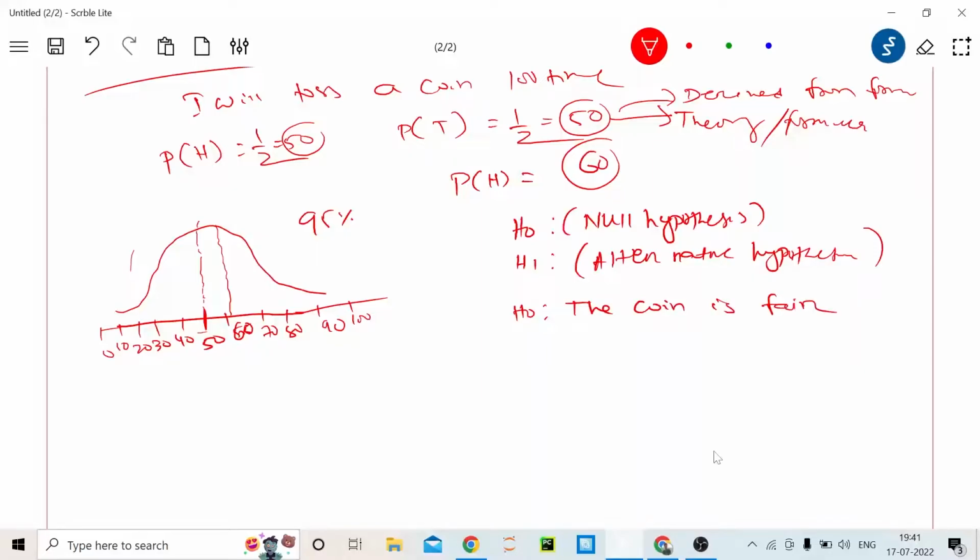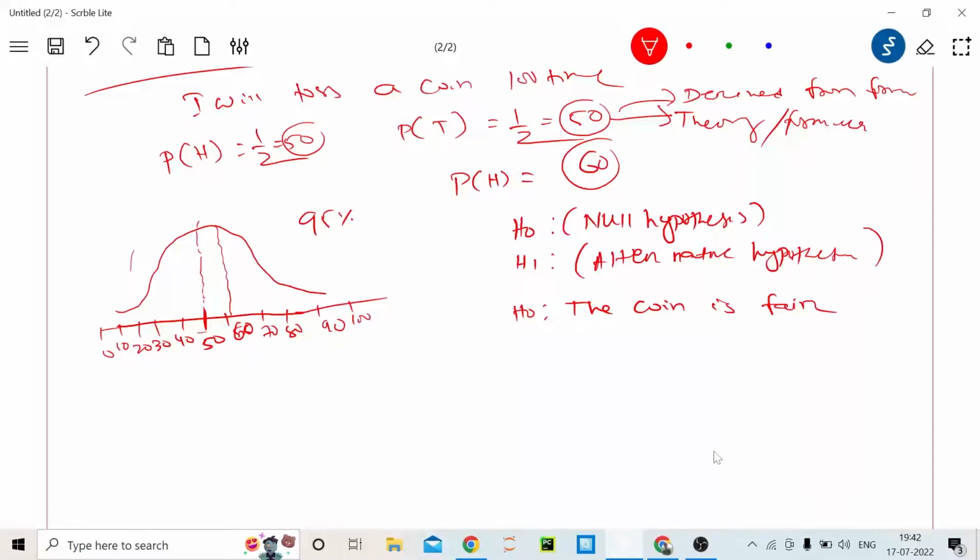That means if you toss a coin, there may be more than 50% chances to get the head or the tail. Let's say you are rolling a dice, the probability of getting a 6 is 1 by 6. But if we construct the dice in such a way that the value 6 is put on two faces, then that dice is not fair, that is unfair.